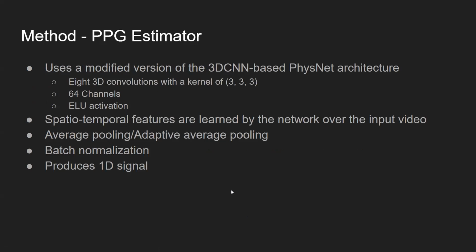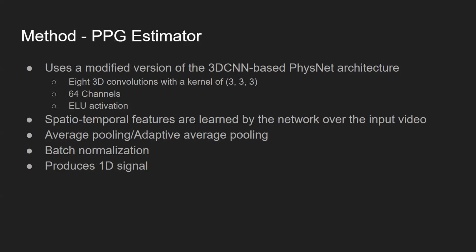Next step is the PPG estimator. As the PPG estimator, the model uses a modified version of the 3D CNN-based FISNet architecture. This is a series of 8 3D convolutions with 64 channels and ELU activation. This allows the network to learn spatial temporal features over the input video, and average pooling and batch normalization are also employed between layers.